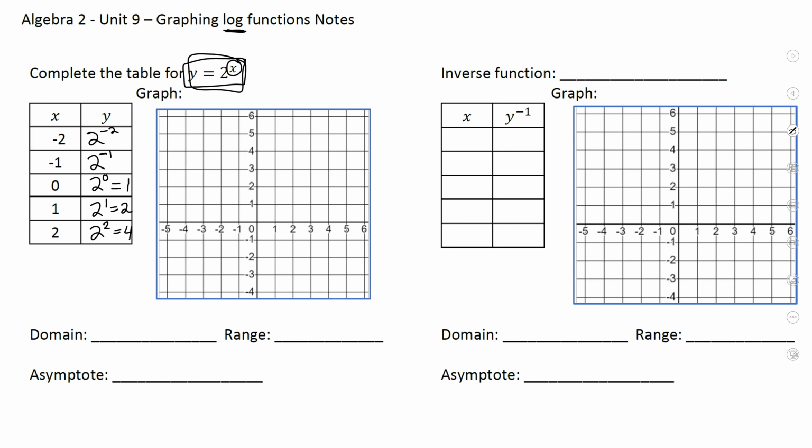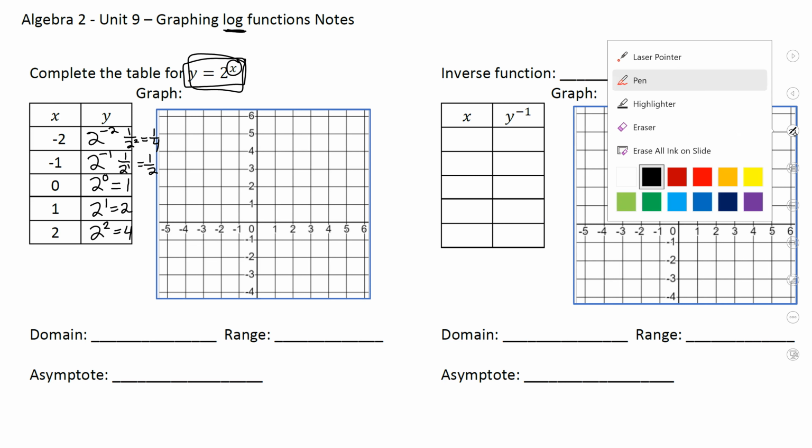Okay, now let's do these negative exponents. Remember, whenever you have a negative exponent, we're going to rewrite it and make it positive by putting it in the denominator. So this will become just 1/2. We're going to put the 2 to the power of 2 in the denominator. This will become 1/4. So guys, go ahead and graph those points in your graph.